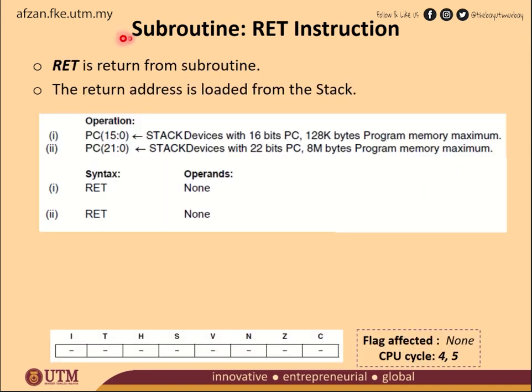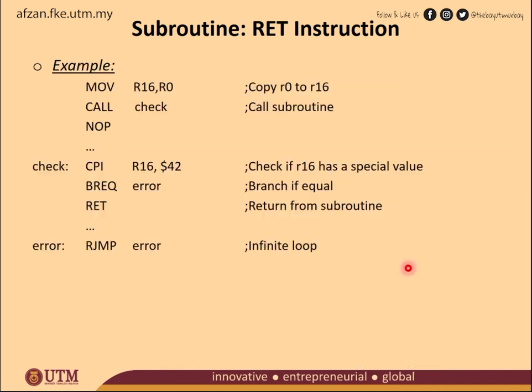So this is your RET instruction. RET stands for return from subroutine. The return address is loaded from the stack. So this is the syntax, RET. Example here, similar to the example we saw earlier: move, call check. So it will go to this check here, then compare this number here, branch if equal to error, and then RET. What happens is it will go back to do this NOP.